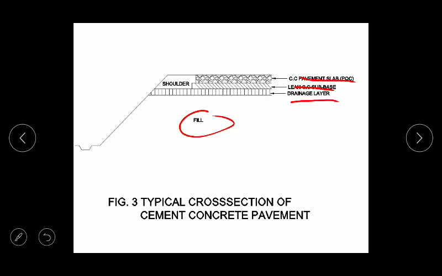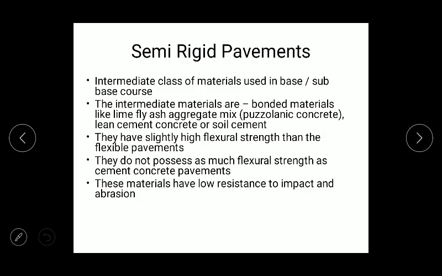Okay, so in the previous slides I've shown you the typical cross section of a rigid pavement. If required, you can provide a fill or an embankment below, or whatever the subgrade will be there, that is also sometimes considered as a fill, and above that the granular base course will be considered, and above that sub base course, and after that cement concrete slab.